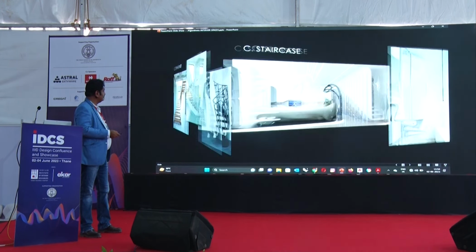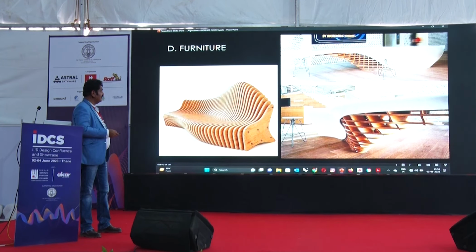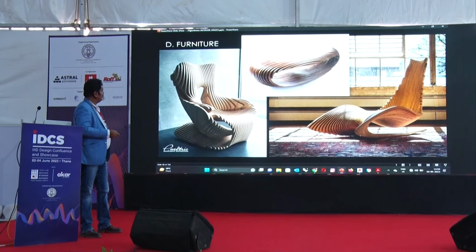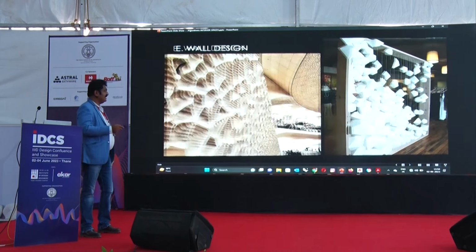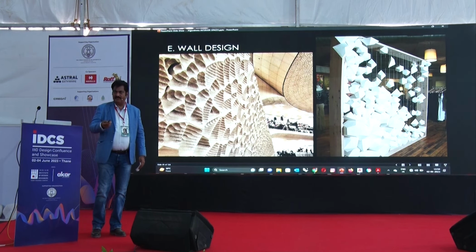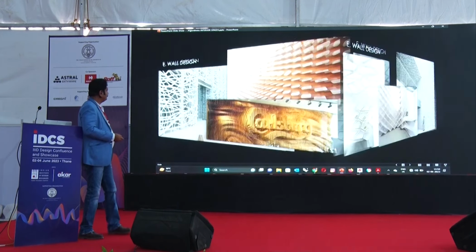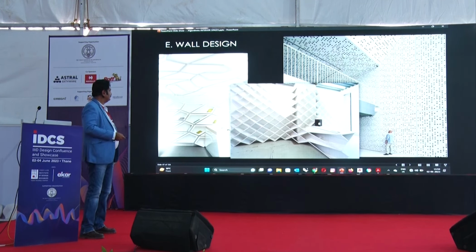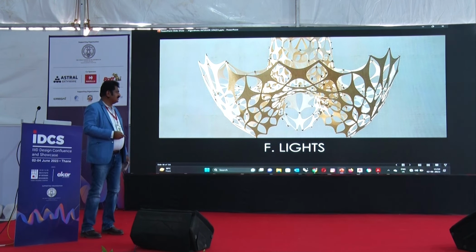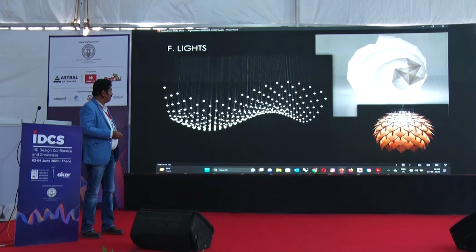Different types of staircases like this. Furniture elements. And these are very basic. In fact, this is not even 5% of what parametric can do. Lights, you have absolutely multiple options. You can use almost every material possible.